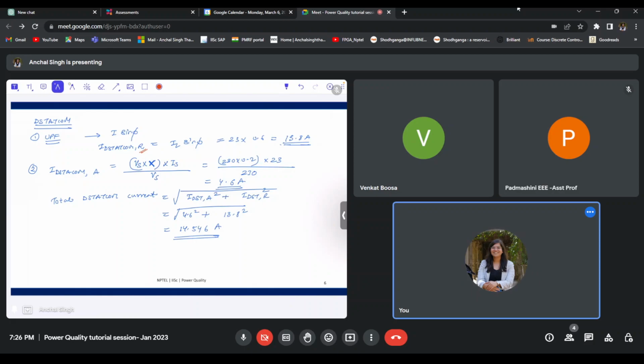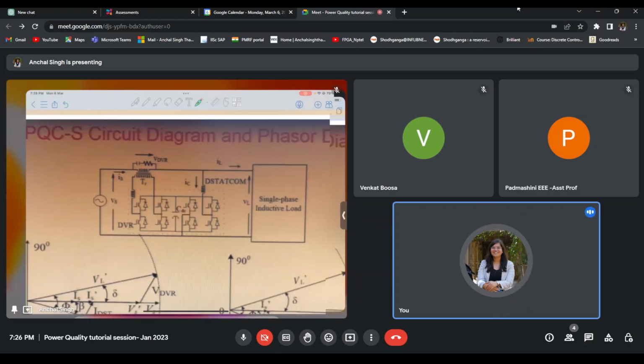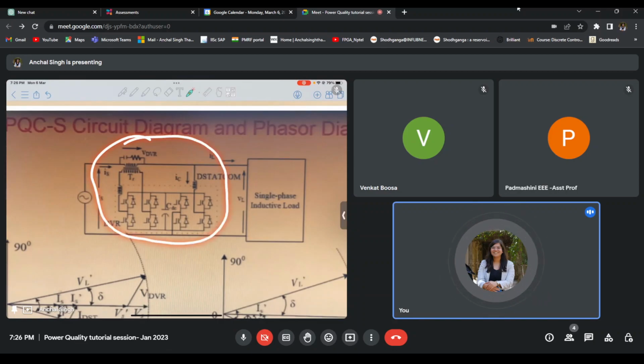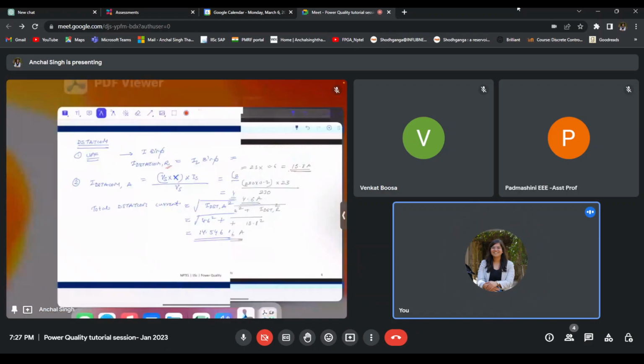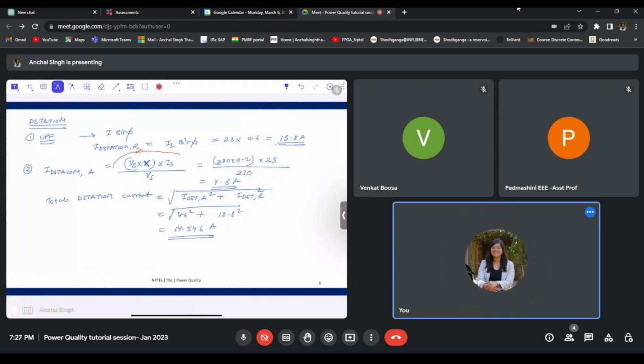Basically, because of the presence of the DVR, this is happening. They are connected, they are just a single unit. And since the DVR is dealing with active power, that current is impacting my D statcom. So Vs into X is the voltage drop across this DVR, and 23 amperes is the current through the DVR. The S rating of the DVR divided by the voltage rating gives me the active part of the current flowing through the D statcom. This is the apparent power through the DVR divided by the voltage, giving me the active part of the D statcom current.